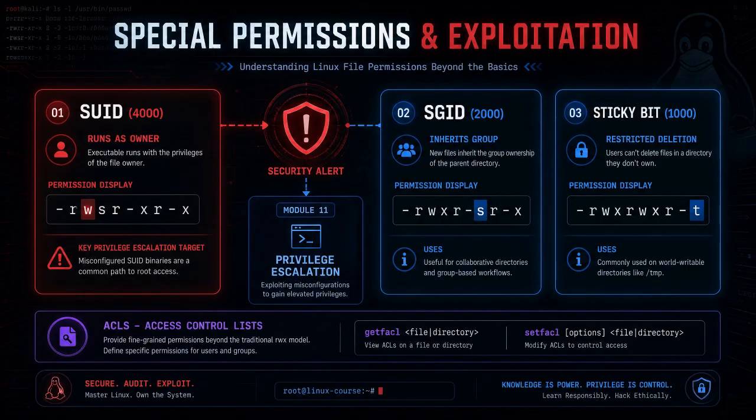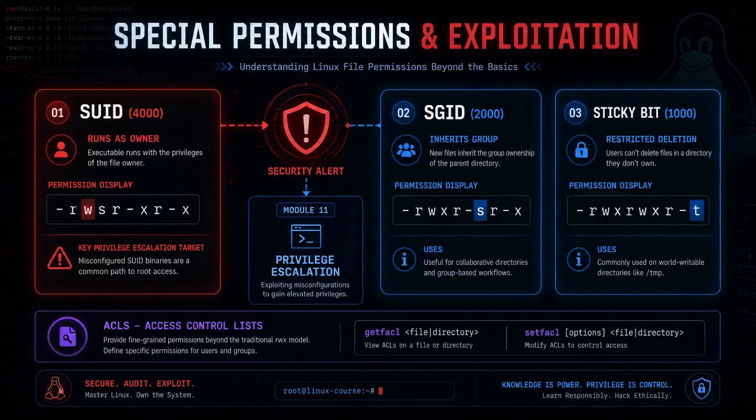In numeric terms, SUID adds a leading 4 in front of your normal 3-digit permission number, and shows up as a lowercase s in the owner's execute slot. SGID adds a leading 2 instead, showing an s in the group's execute slot. And the sticky bit adds a leading 1, showing a lowercase t in everyone else's execute slot.